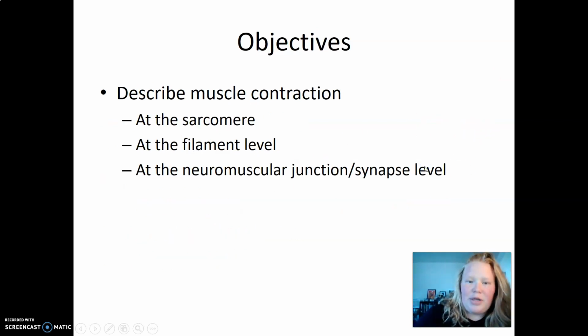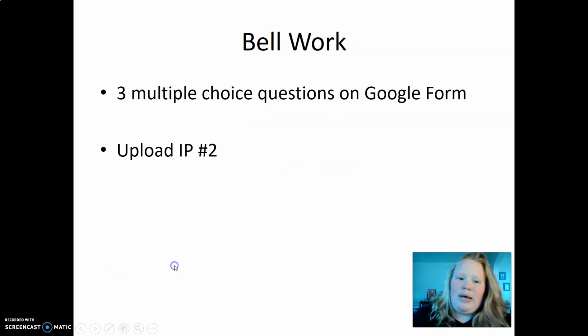Okay, so today, before you leave this place, you are going to be able to describe muscle contraction at the sarcomere level, at the filament level, so those actin and myosin filaments with troponin and tropomyosin, and then at the neuromuscular junction or synapse level. That neuromuscular junction, that's our new content for the day.